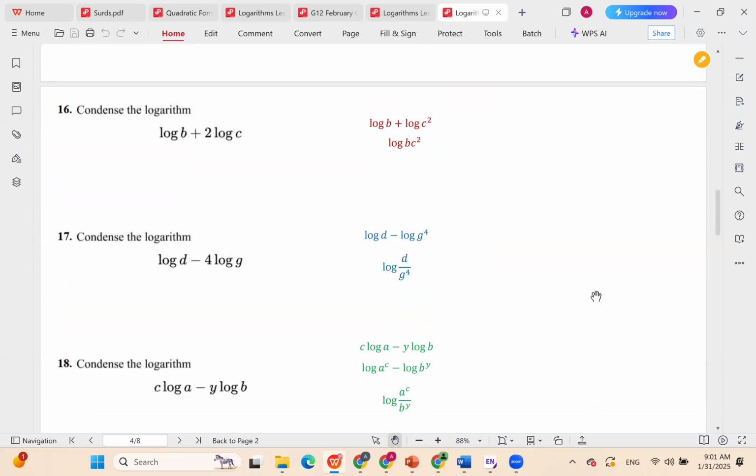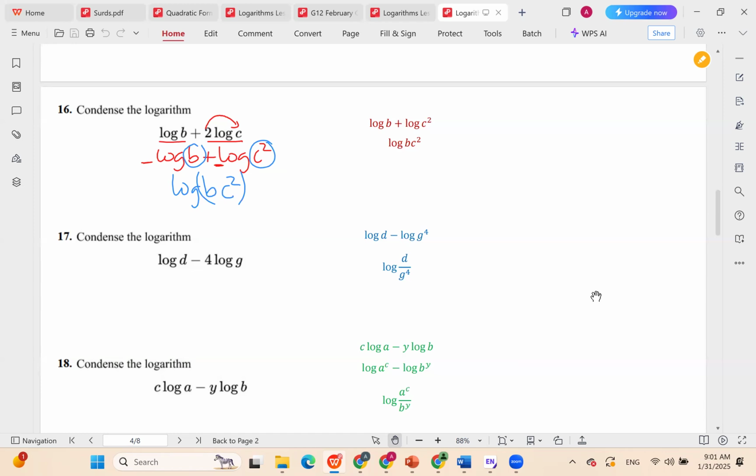Again, we are asked to condense the logarithm. So log b, here we don't have a base. That's okay, that doesn't matter. Log b plus 2 log c. First thing I have to do is put the power inside, and we get log b plus log c squared. Now we have log without any numbers outside. We can just compress them into a single logarithm by multiplying the expressions inside the log. So we end up with log bc squared.